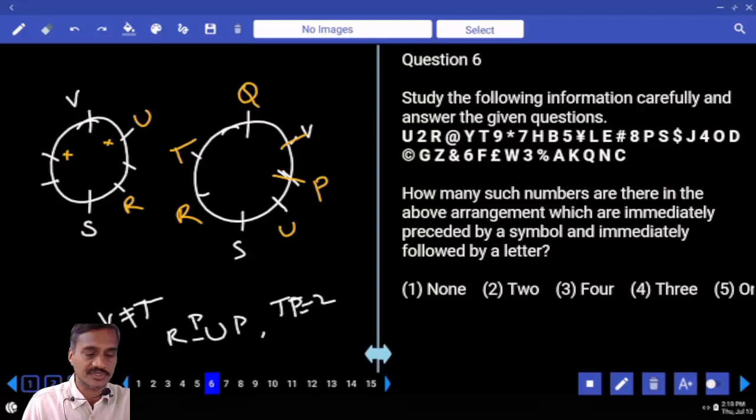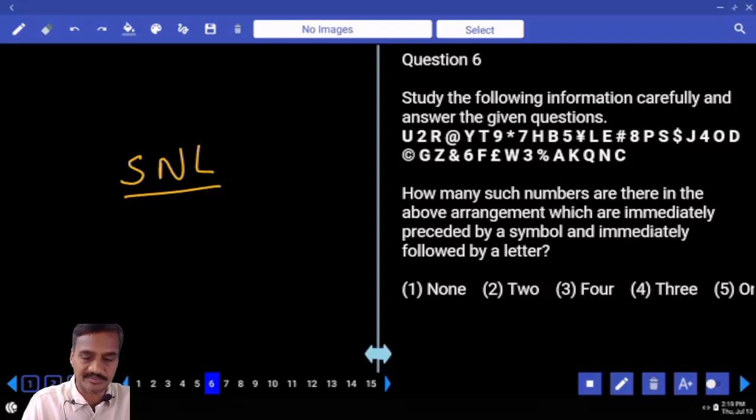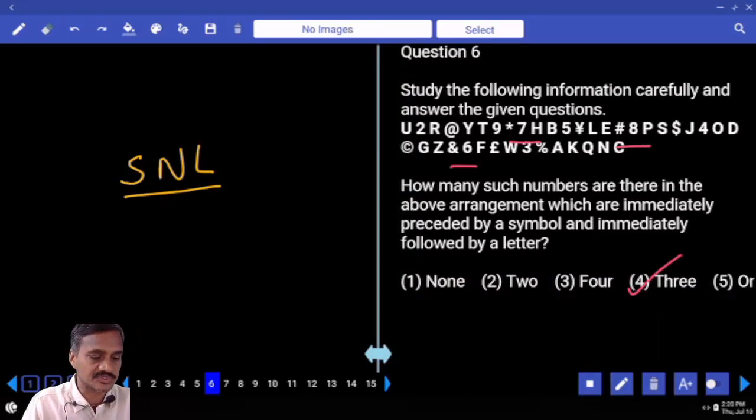Now in this sequence here, how many such numbers are there? Now the question is about a number which is immediately preceded by a symbol and followed by a letter. And the sequence must be symbol, number and a letter. Now symbol, number and a letter, how many are there of such type? Symbol, number and letter. And next one, symbol, number and a letter. And next one, symbol, number and a letter. And how many are there of such type? And there are 3. And 3 is the given choice for question number 6.